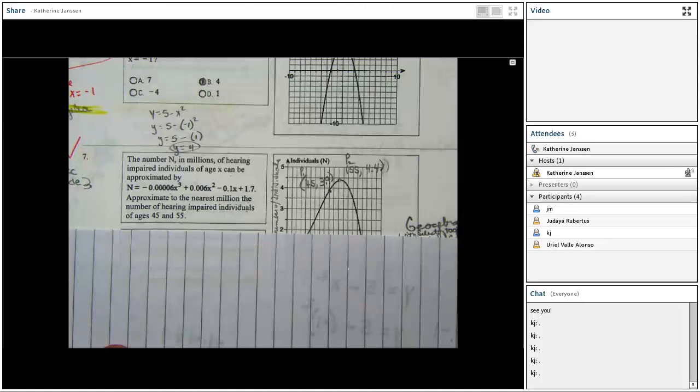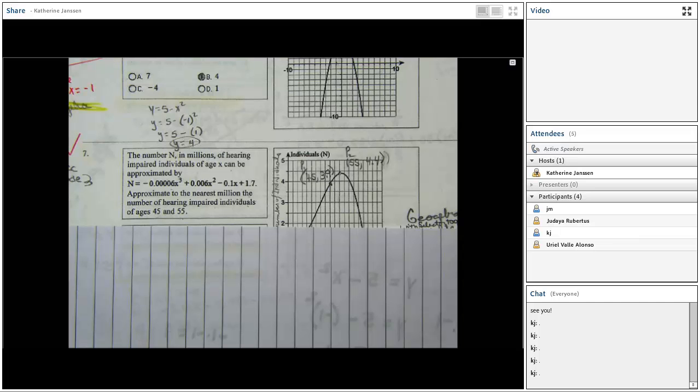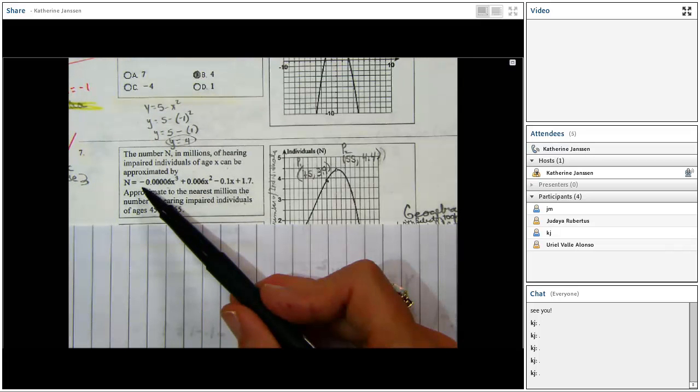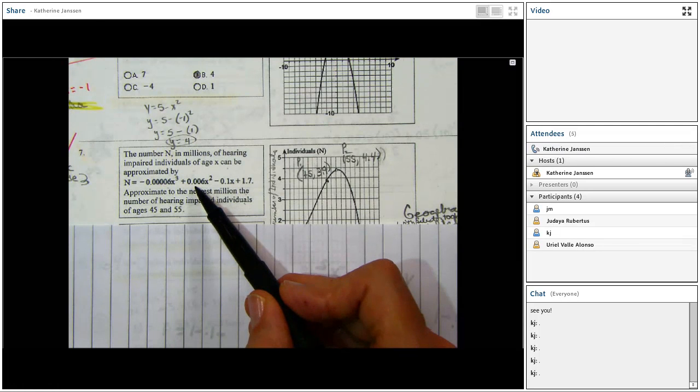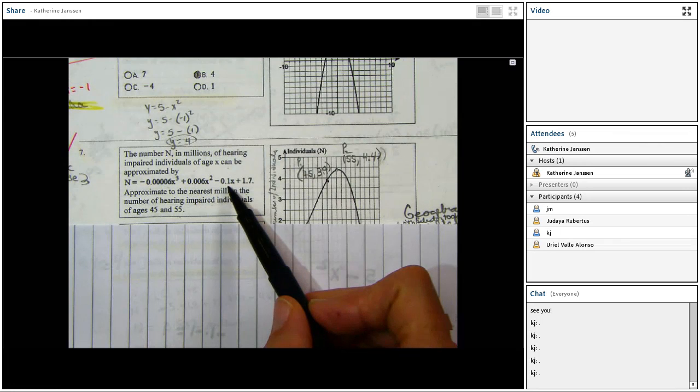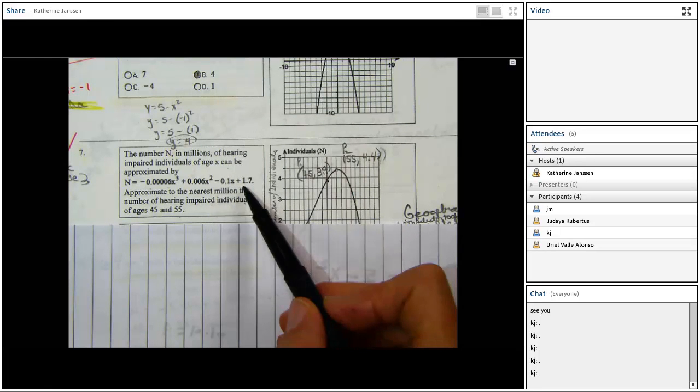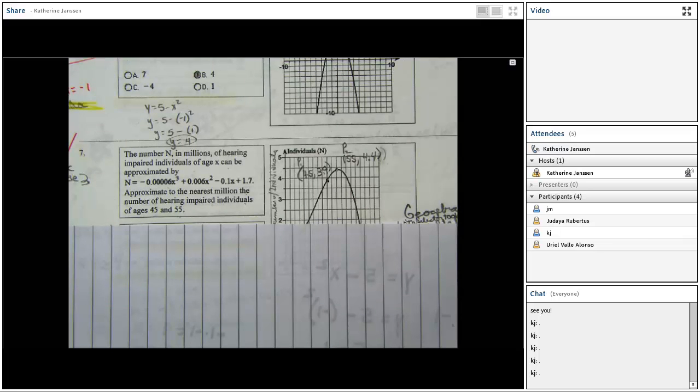The next example at MyMathLab is the number n in millions of hearing impaired individuals of age x can be approximated by a polynomial, n equals negative 0.00006x cubed plus 0.006x squared minus 0.1 times x to the first degree plus 1.7. So we have this polynomial that we're working with, and maybe we'd like to solve it algebraically, then try to substitute, solve graphically rather than algebraically. So let's use GeoGebra.